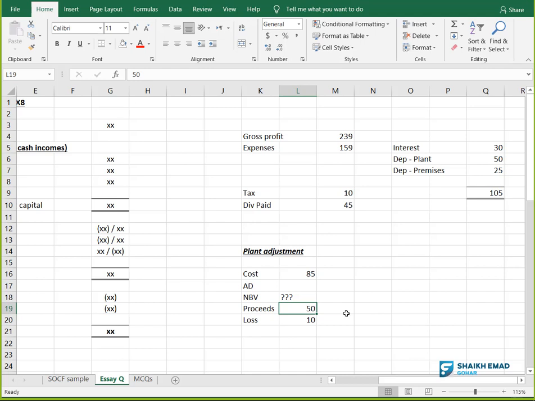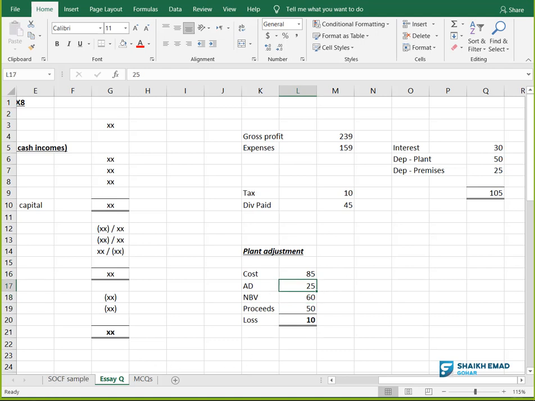It means, what is in my mind? 40 or 60? Good, 60. It means I am thinking the worth of my asset is 60, but I got only 50. That's why I am saying there is a loss of 10. Right? Anyways, once I got 60, I know very well how much is my accumulated depreciation. Tell me. It will be 25. Right or not? Now we got all the information.